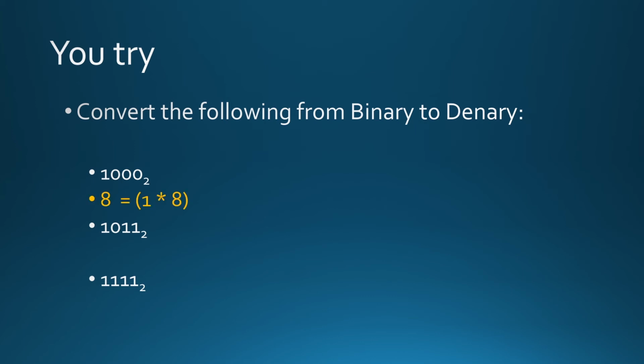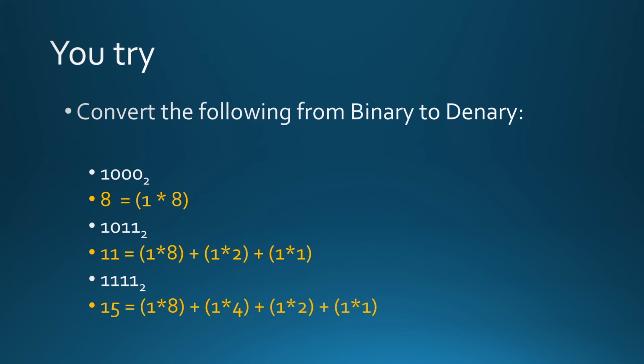Right, here you go. So, think about that. There were 0 1s, 0 2s, 0 4s, and 1 8. That's 8. Next one. There was 1 1. There we go. There was 1 2. There we go. There were no 4s, and there was 1 8. Add those together, you get 11. And the last one there. That's one of everything. So there was a 1 1, there was 1 2, there was 1 4, there was 1 8. Add them all up, you get 15.